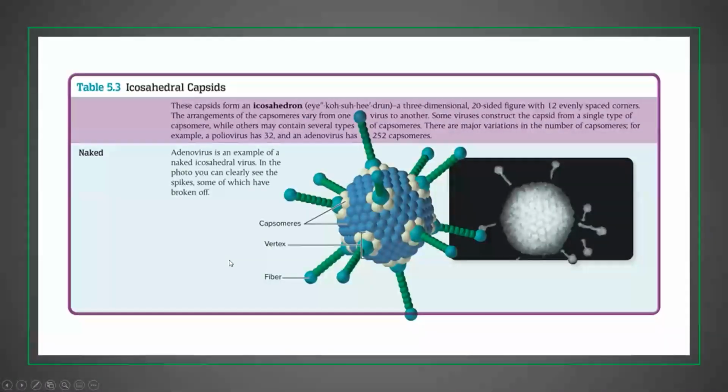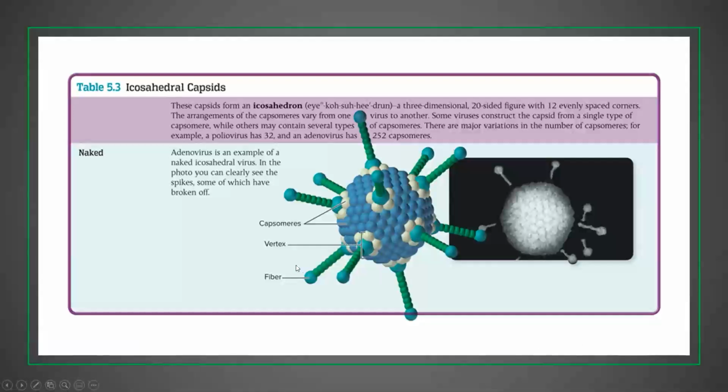You can also have icosahedral capsids. An icosahedron, if you think back to geometry, is a three-dimensional 20-sided figure. You'll see here, if you counted 1, 2, 3, they have different faces depending on how you turn it. They're made up of many different capsomeres, these little blue ones here. Poliovirus has 32, whereas an adenovirus has 252 of them, but they're all going together to form a 20-sided shape. You'll also notice they have their spikes out here.